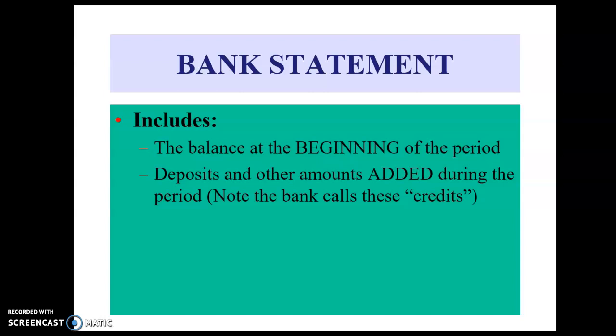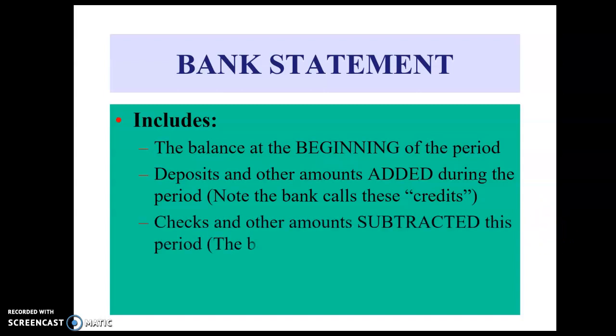And notice that the bank calls these credits. When you put money into the bank, they owe those monies back out to you, so to them it's kind of like a liability. And so they call a deposit a credit. That's opposite of what you call it; when you increase your cash, you call it a debit. So you just have to remember that the bank is looking from the other side of the mirror, and they're going to call a deposit a credit, and when you take money out, they're going to call that a debit.